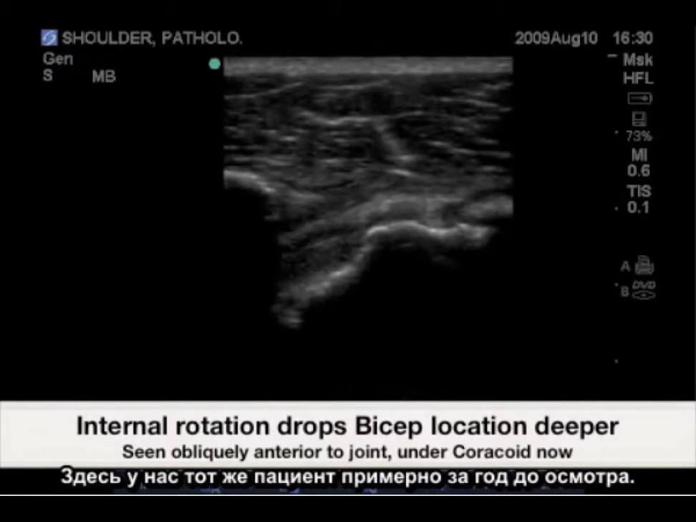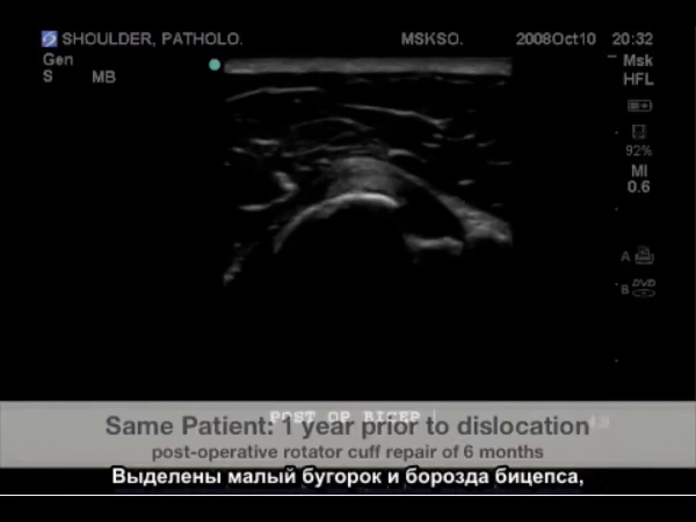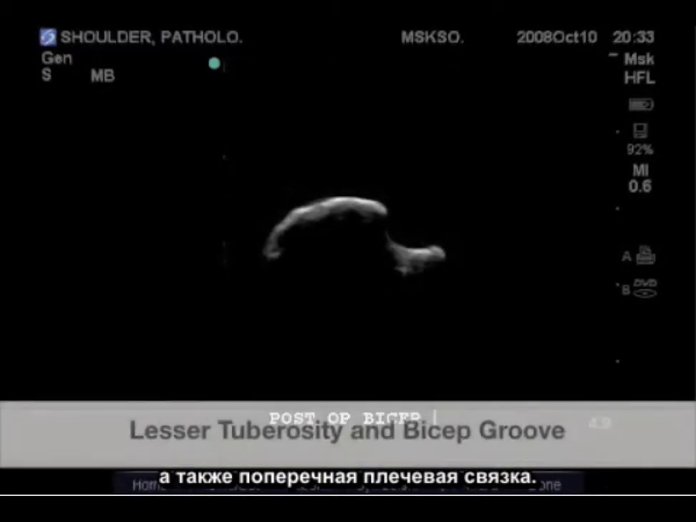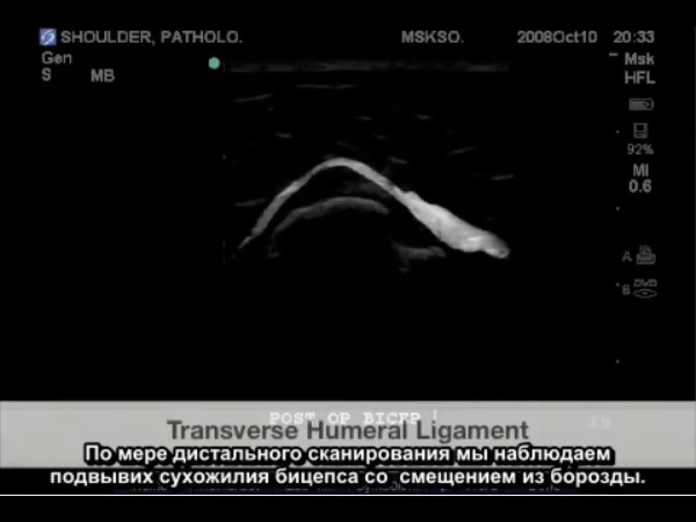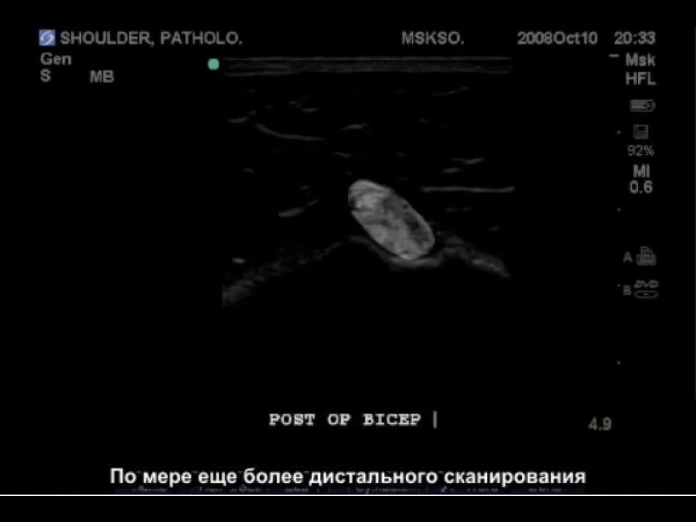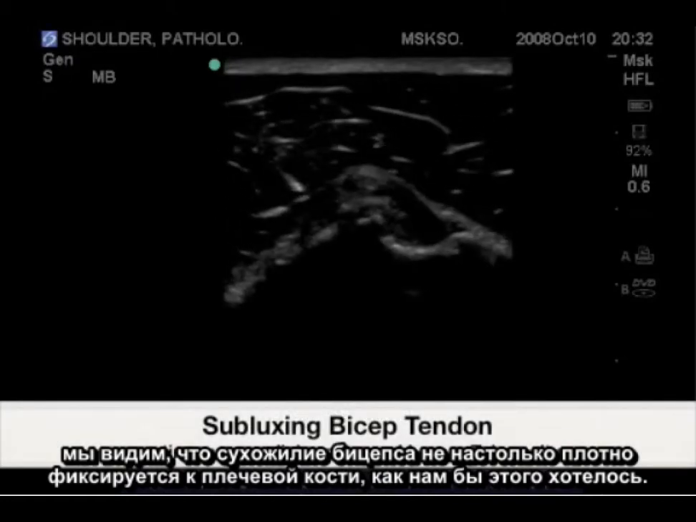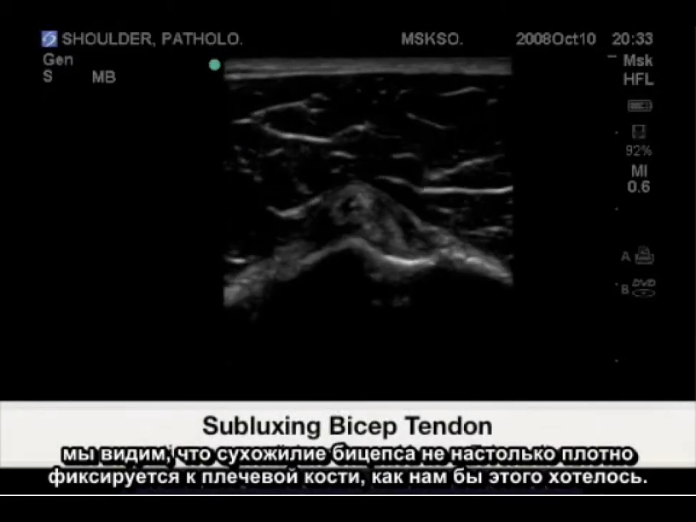Here we have the same patient approximately 1 year prior to the exam. Highlighted is the lesser tuberosity and the bicep groove. Also the transverse humeral ligament. As we scan distally, we see the bicep tendon subluxing out of the groove. As we scan even more distally, we see the bicep tendon not quite anchored as closely to the humerus as we would like to see it.